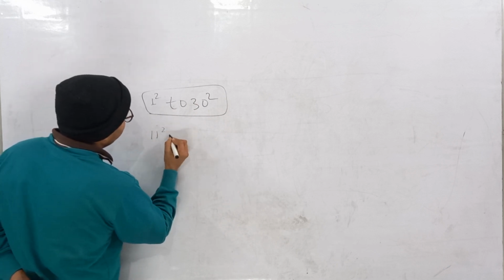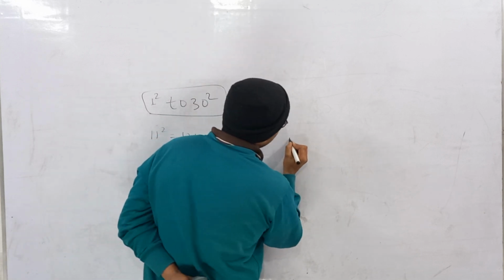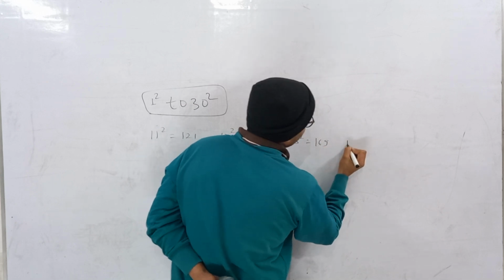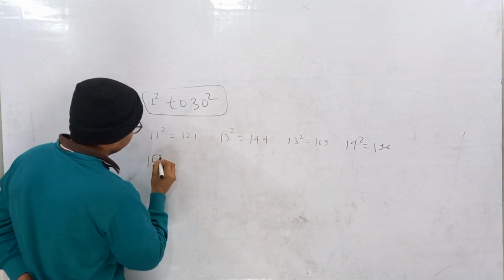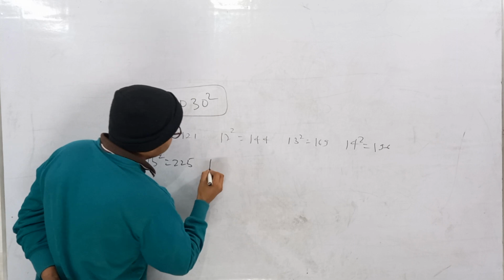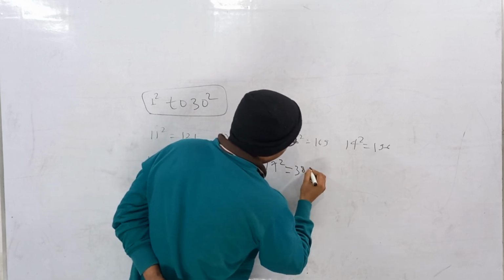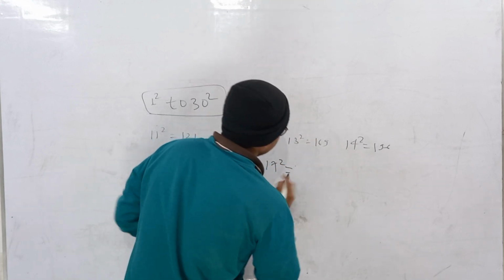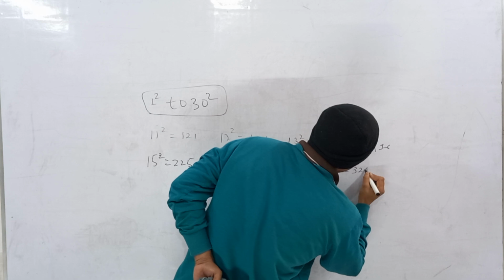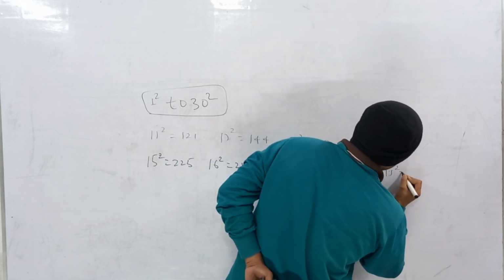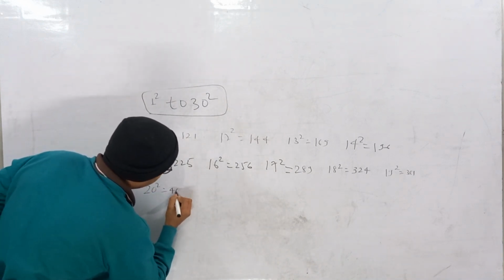From 11 square, how much? 121. 12 square? 144. 13 square? 169. 14 square? 196. 15 square? 225. 16 square? 256. 17 square? 289. 18 square? 324. 19 square? 361. 20 square? 400.